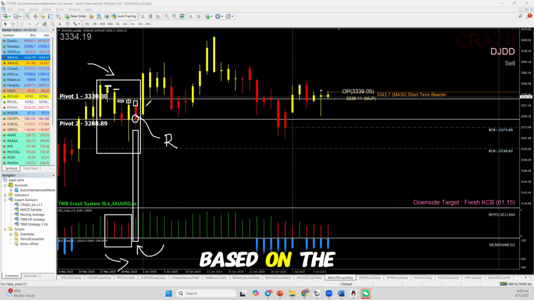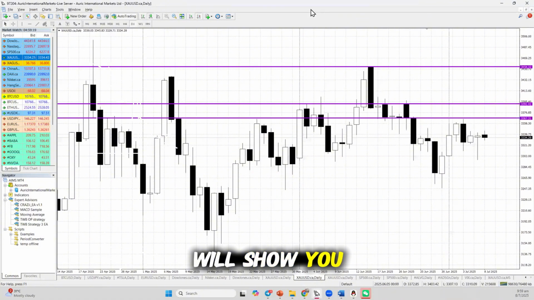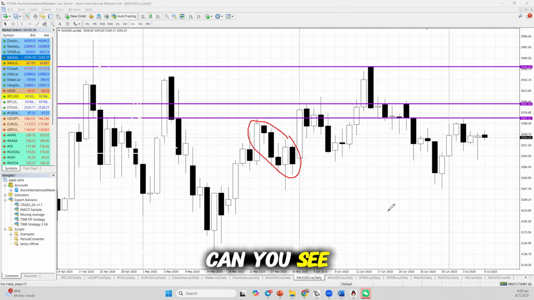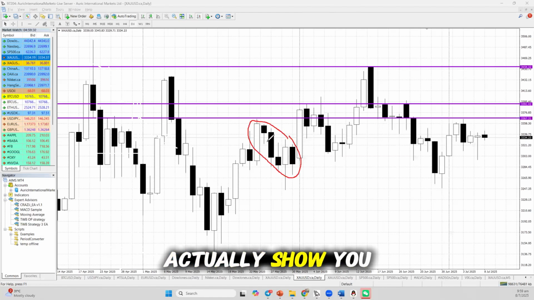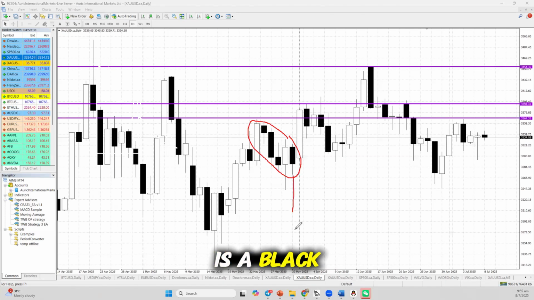But the thing is, it's based on a common chart, right? The chart is still showing downwards. So if you look at a common chart, the common chart will show you this. Can you see that? The common chart actually shows you this. And this particular candle is a black candle. Can you see that? It's a black candle.